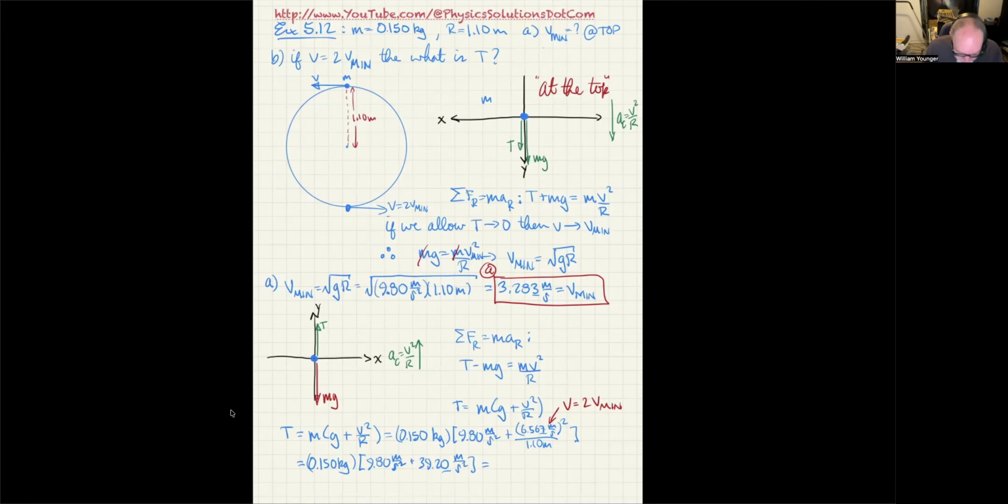So now I'll take the 39.20 and add to it 9.8. That gives me 49.00, and then I multiply that by 0.150, and that gives me 7.350 newtons. That seems right, 49 times 0.150. So 7.350 newtons is equal to the tension. And that is part B. But we could also write it this way just to remember that that is indeed the formula that we were able to work out. Any questions on that one?